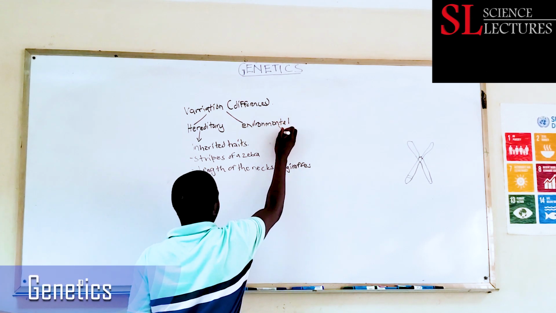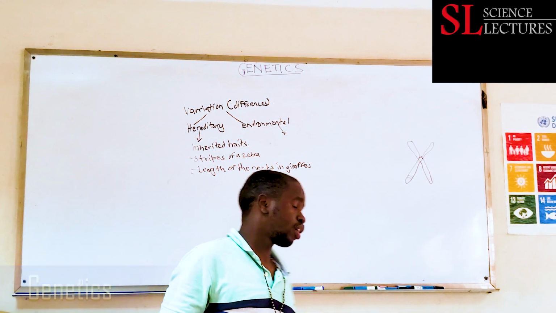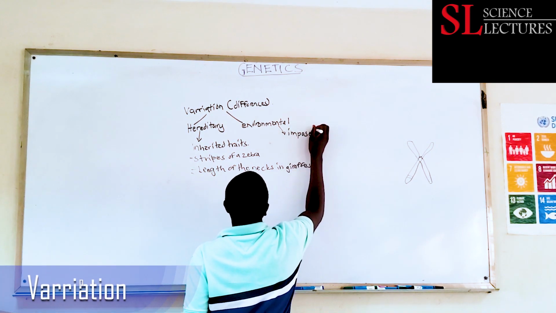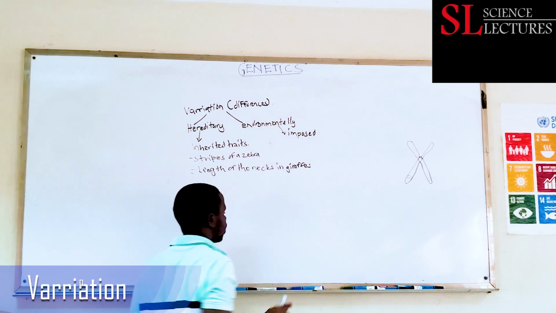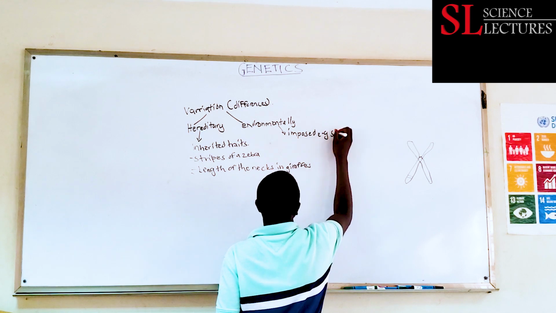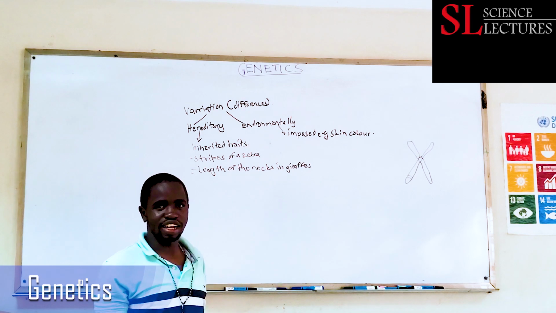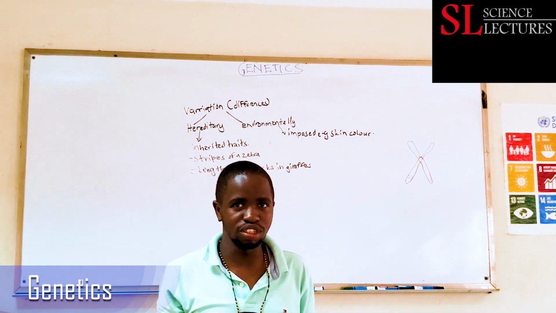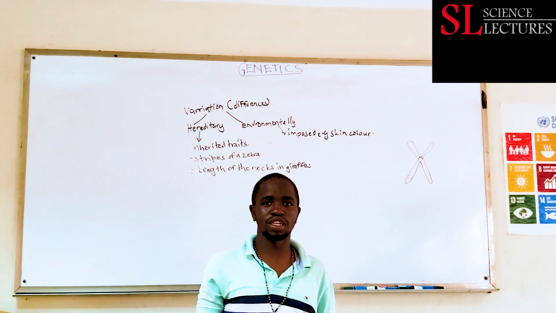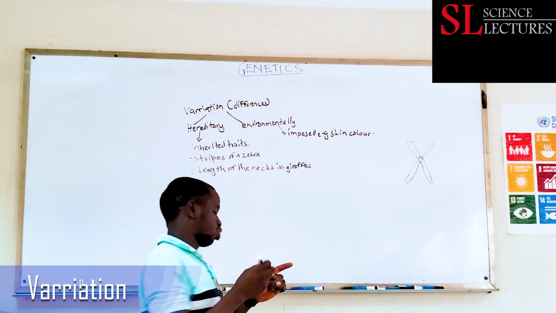Then environmental variation is a type of variation which is environmentally imposed. It is the environment that dictates the variation. For example, skin color. Some people are dark colored. Others are brightly colored, not because that is what their genetic makeup dictates, but it is the environment that has forced them to change, and we call that environmental variation.